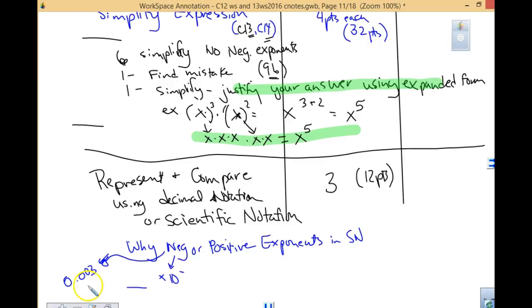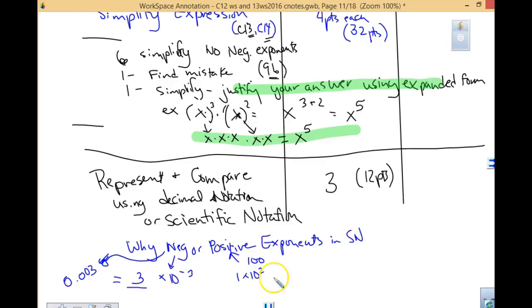And I can even just go with 0.003. If I was looking at this, right, I would put down 3 times 10 to the negative 3 if I wrote it in scientific notation. I'm going to ask you on the test, write it in scientific notation. Then I'm going to say, why did you use a negative exponent? Or I might give you a large number, like say 100, and say, why did you write that as 1 times 10?